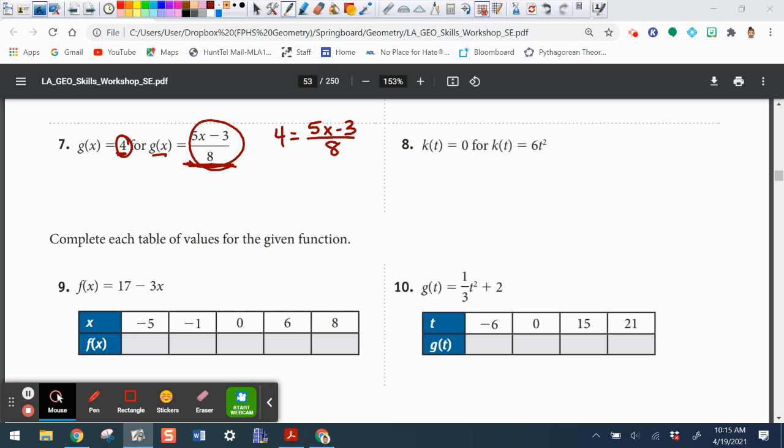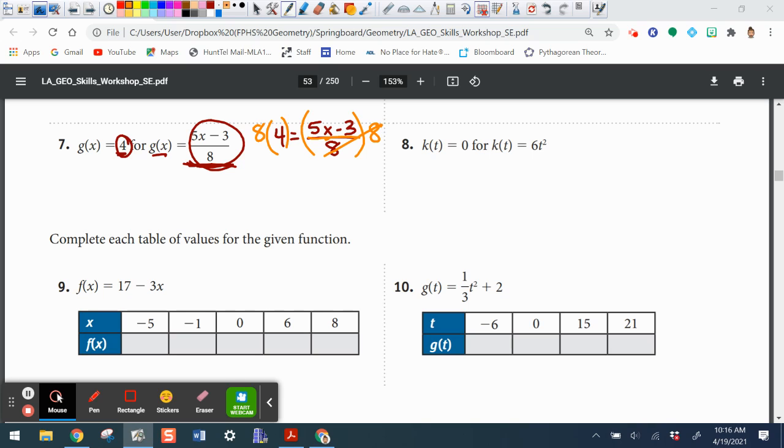Now, some of you approach this very differently. And there's no really one way to do this. But since this is 5x minus 3 all divided by 8, and my goal is to solve for x, the first thing I'm going to do is get rid of this division of 8 by multiplying both sides by 8.